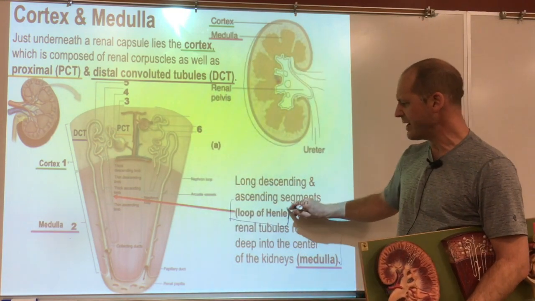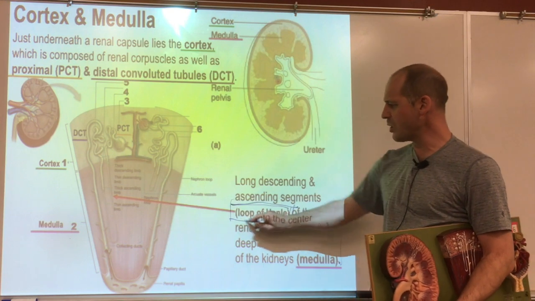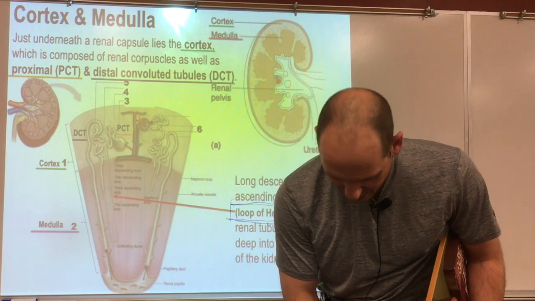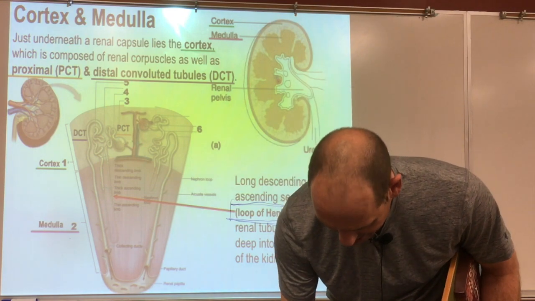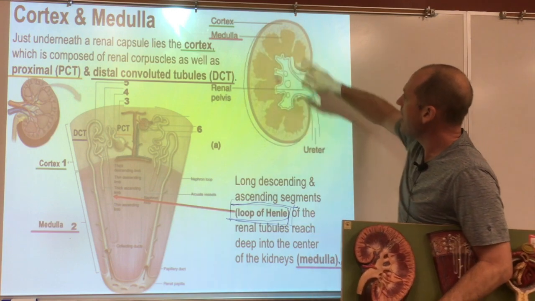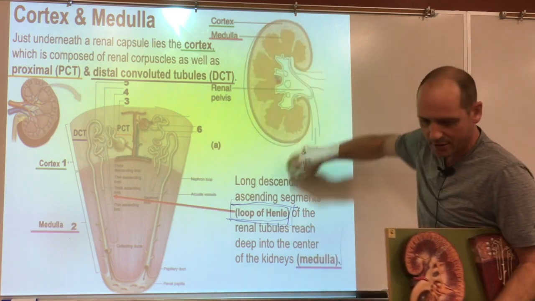I don't know why I call it Loop of Henle, but I always thought it was Stone Henle, but then I realized that wasn't it. And then I realized nobody knows who that is anymore now. So the medulla is on the inside, and the cortex is on the outside.